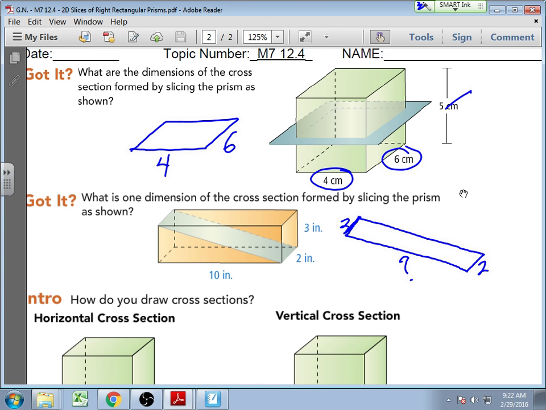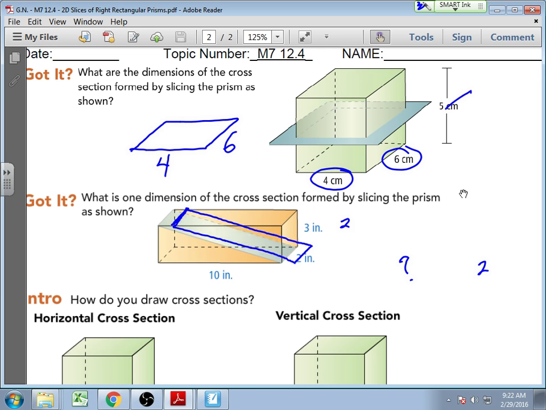No. Okay, wait. So if we did this diagonally, wouldn't it be half of the height, cutting each half? Wouldn't it be a third? We would actually, you do not have to have this on your paper, Eli. Do you know how we would solve for that?